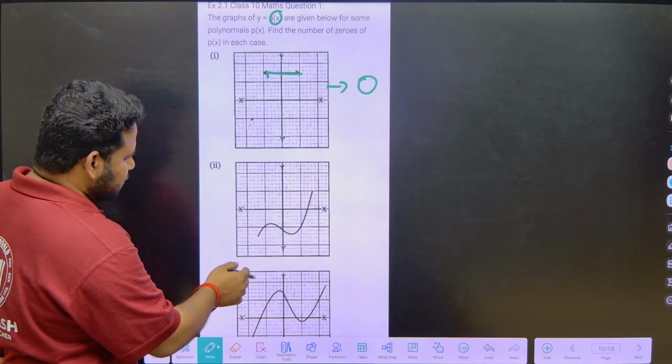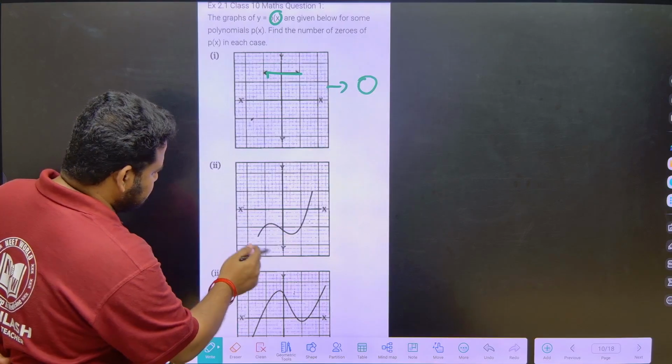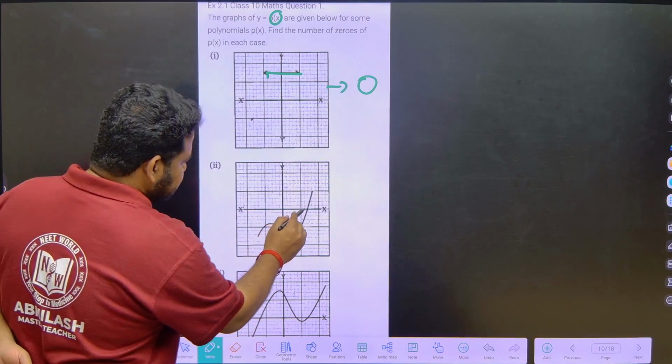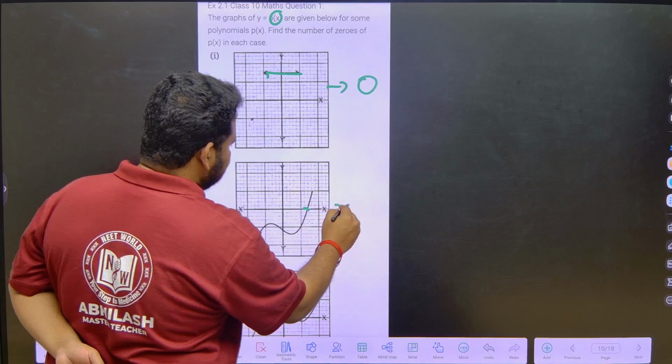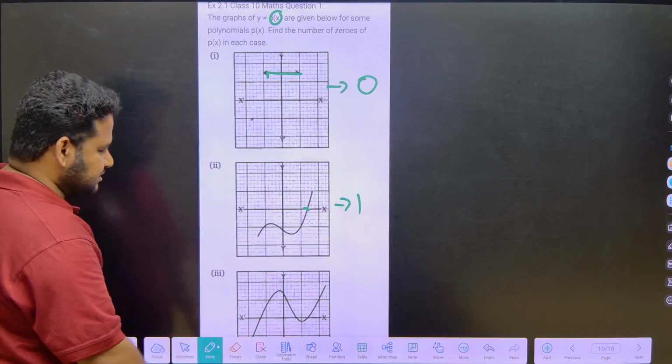Look at this in the second question. Here it is touching x axis at how many points? Don't worry about any other axis. It is touching x axis at only 1 point. Here the number of zeros is how much? 1. Okay, it is touching at 1 point, the number of zeros is 1.